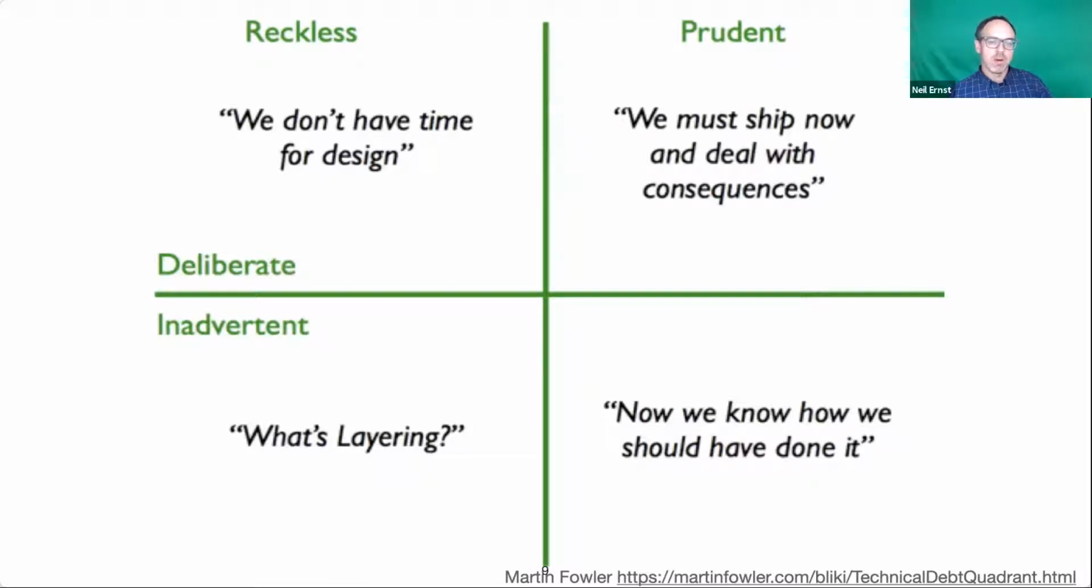The top right quadrant, the prudent and deliberate quadrant, is one where we should probably find ourselves, where we are taking some risks with the code that we're writing, but that ultimately we know we have to go back and do something about that. And that's not a bad place to be necessarily.